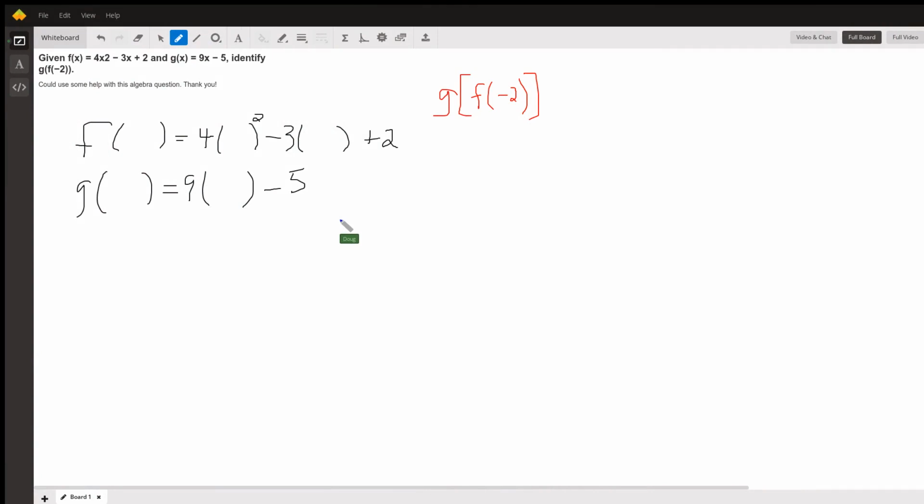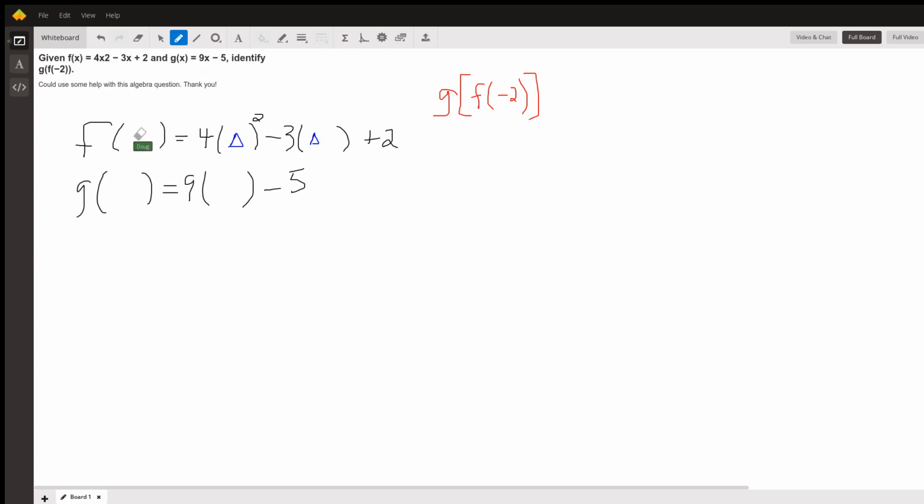A lot of times when students get confused with function notation, it helps to picture the function definition with empty parentheses. And this expression over here, 4 parentheses squared minus 3 times parentheses plus 2, it just tells you what you do to some input to the function to get the output. So for example, I could put a triangle here if I wanted to and say that f of triangle equals 4 times triangle squared minus 3 times triangle plus 2.